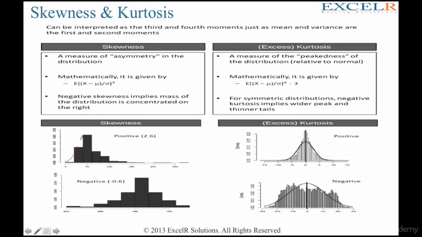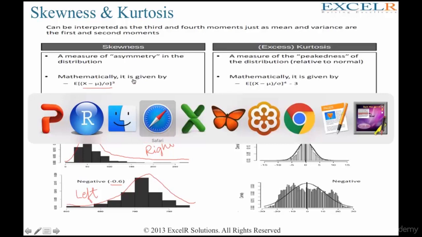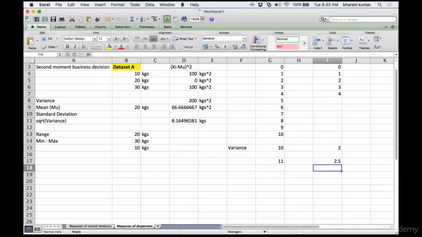Now, if you get a positive skewness value, that means it is positively skewed or right skewed. If you get a skewness value which is negative, it is called negatively skewed or left skewed. Okay, and how do you calculate this? Let me quickly give you at least an intuition on how to do that.